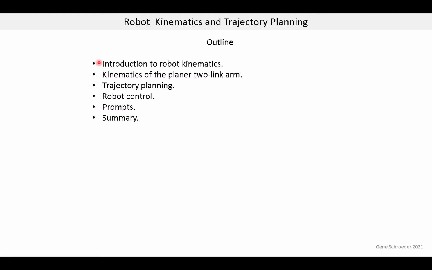We start with an introduction to robot kinematics. Then we'll do the kinematics of a planar two-link arm robot. Then we'll talk about trajectory planning and robot control. And then I'll present some prompts and give you my take on them. And finally, a lesson summary. Now, some of these items are very big fields of study, such as kinematics. So I'm just giving you a tiny taste of what it is about. But we'll be using some of this material in the next lesson.